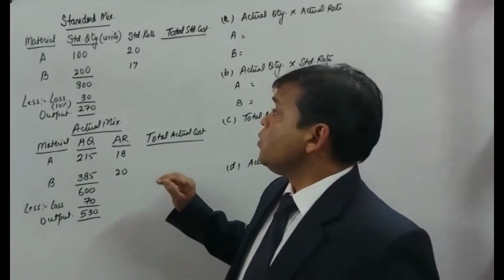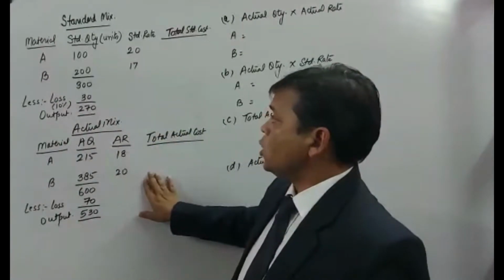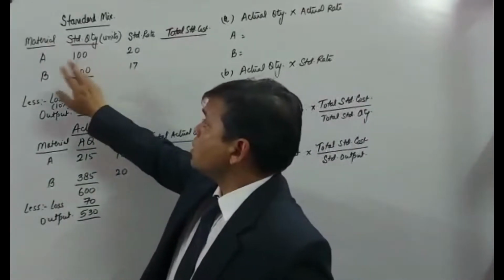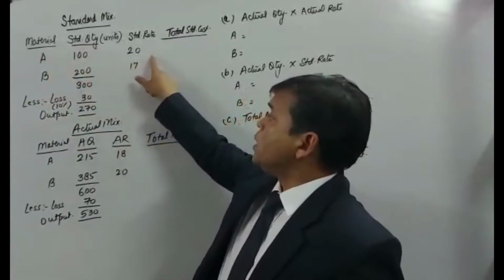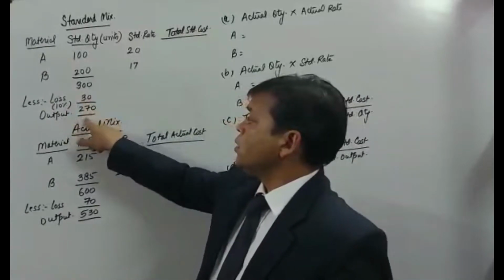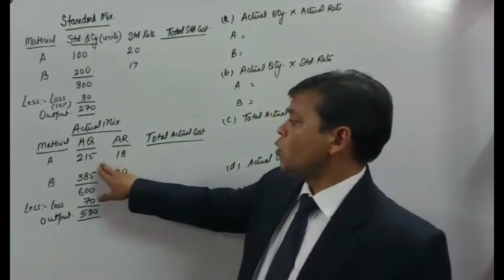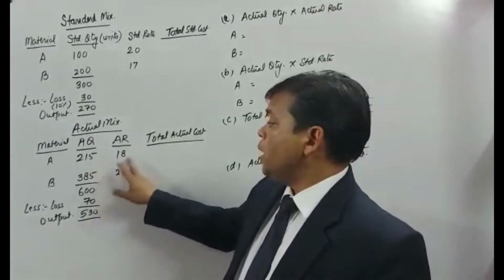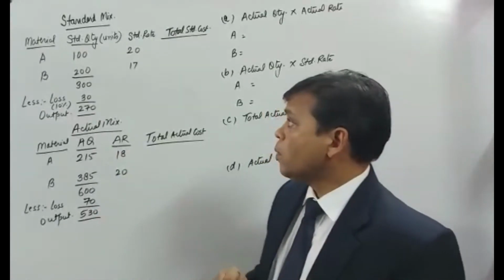What is given in the question is the standard mix and the actual mix. In the standard mix, material A and material B, the standard quantity and the standard rate are given, along with the standard loss and the output. In the same way, the actual mix is given: the actual quantity in units, the actual rate of material A and B, and the loss and the output.